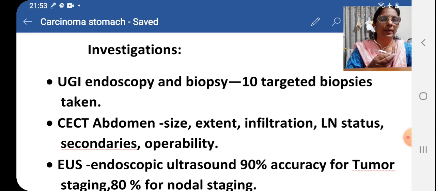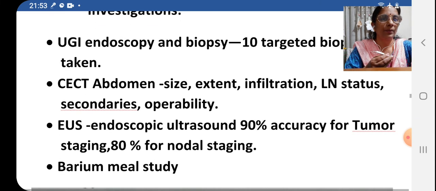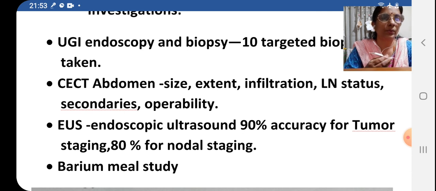You can see the stomach as 5 layers, and in that the tumor also you can see, and up to which layer it has infiltrated you can find out very clearly. So 90% accuracy is there for EUS. And perinodal status also you can make out, with 80% specificity.